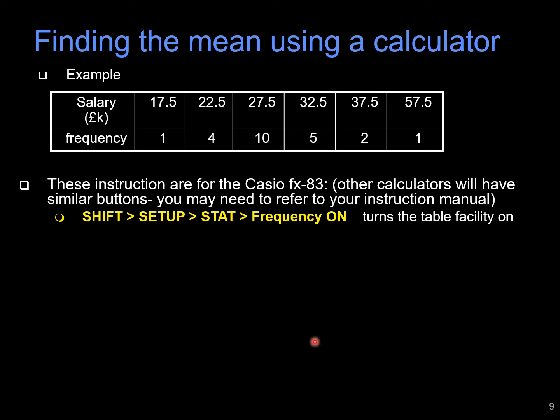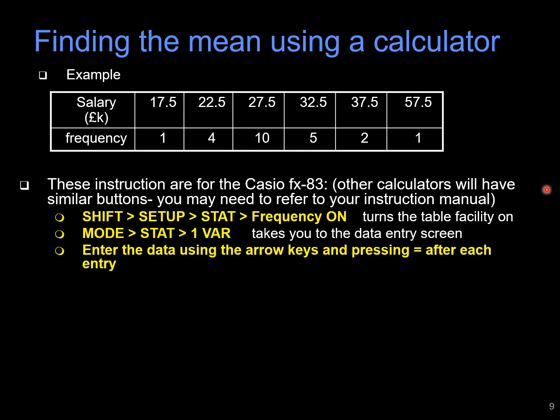So the first thing you do is press Shift, Setup, Stat, Frequency on, and that ensures that you can enter the data in a table form. You then press Mode, Stat, 1 var, and that takes you to the data entry screen. And here you enter the data. So you enter each value, and you press equals after you've entered each value. And similarly, you enter each frequency, and again, you press equals after you've entered each frequency.